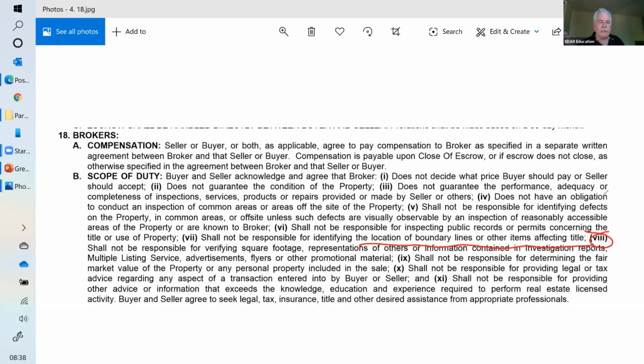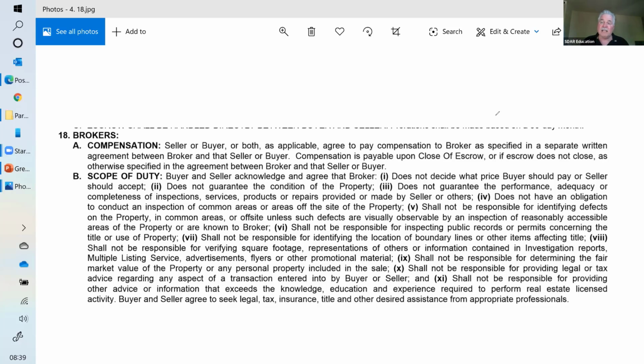Number 8, shall not be responsible for verifying square footage. And you know what? We shoot ourselves in the foot all the time on that. Gov Hutchinson, God love him, assistant general counsel for the California Association of Realtors, super guy, everybody loves Gov. But even he says square footage is the number 1 litigated issue against real estate agents. So you know what? We don't put square footage anywhere.